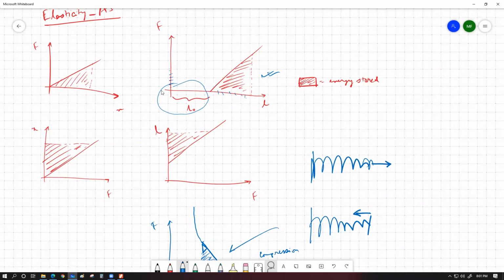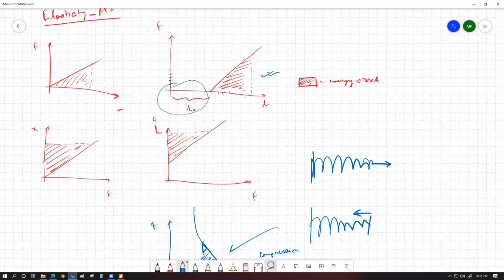This is important because sometimes they give these kinds of graphs and label different rectangles or trapeziums, and ask you to find out, mostly in MCQ cases, which of these geometric regions represents the energy stored within the specimen. So you have to be careful to choose the area that lies between the graph and the length axis, not the force axis.